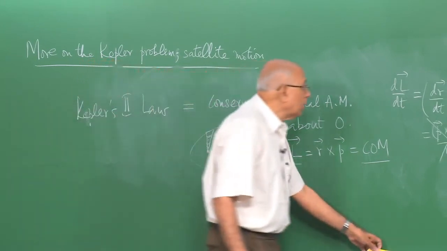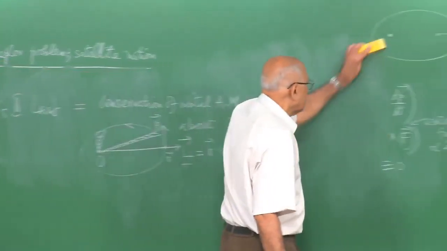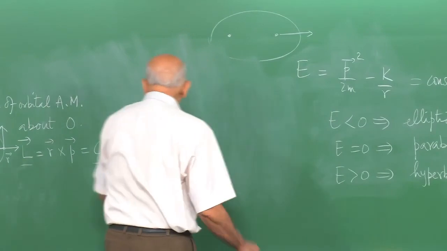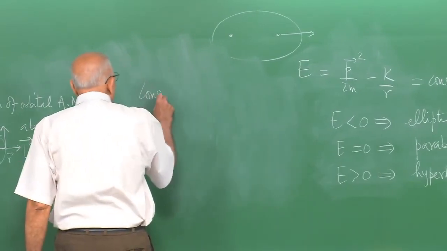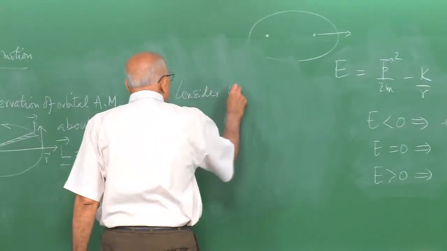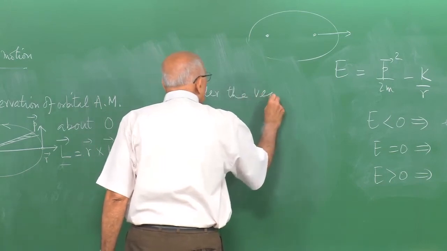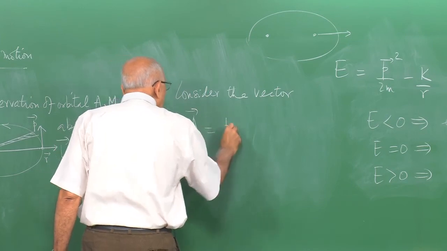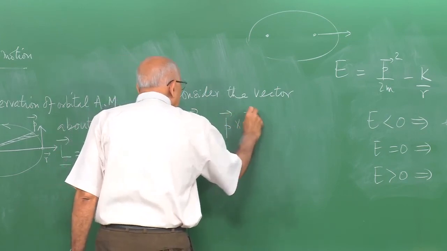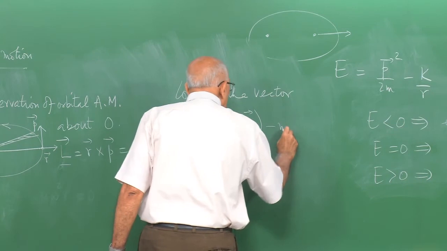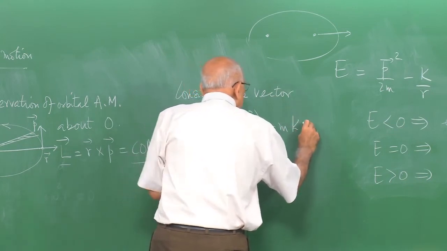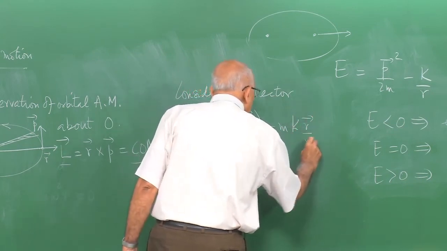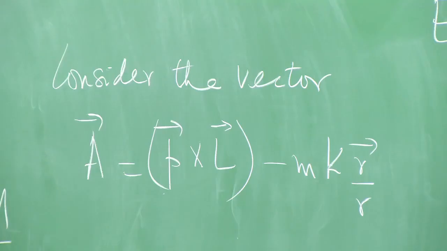But now a little piece of magic appears, and that's the following. Consider the vector, and let me call it A. This is equal to p cross L minus m times k times the unit vector in the radial direction, so mk r over r. Consider this vector, and it's got a special name.